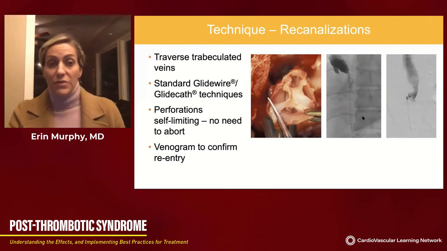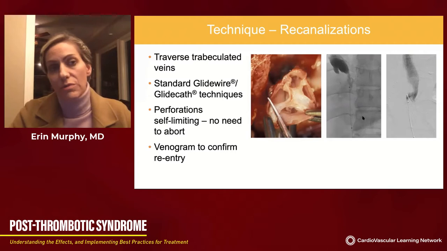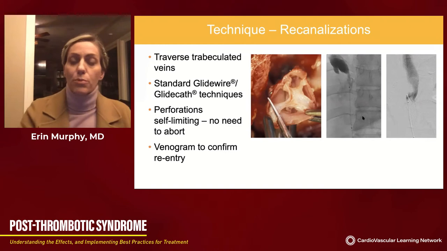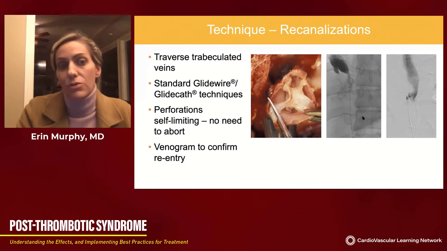This can be accomplished usually with relative ease, transversing these trabeculated veins. Don't be afraid to pull back quite a bit if you get into the wrong spot and kind of re-guide or redirect your wire in a different path. Perforations are usually self-limiting, and it does not mean that you need to abort the case, but it can sometimes be hard to redirect unless you pull your wire back far enough.